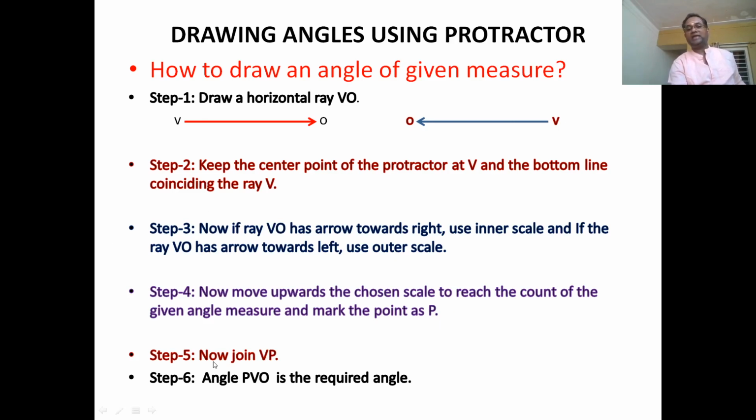Now using a scale you have to join the vertex to this point. So this ray will become VP. Now angle PVO becomes the required angle.